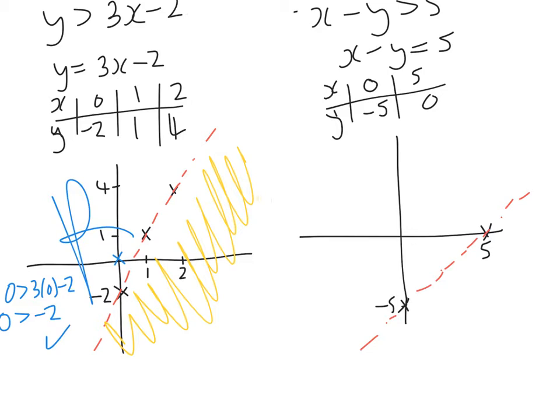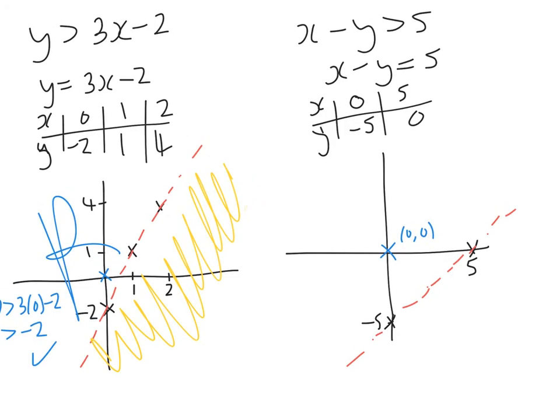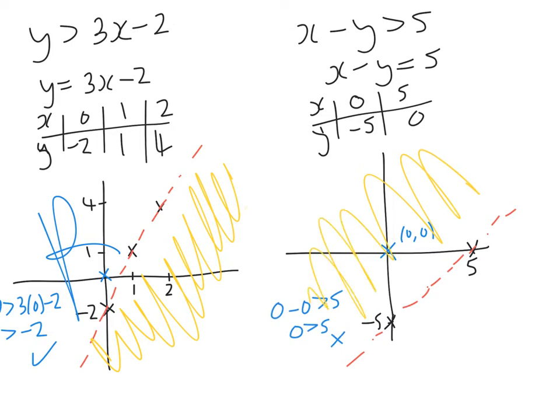And then we choose the point 0, 0 again, just check, is that the correct region? So if we look at the inequality, we're going to replace the inequality with 0, 0 for x and y. So is 0 take away 0 greater than 5? Is 0 greater than 5? The answer is no, it's not. So that's the wrong region. The right region must be on the other side.